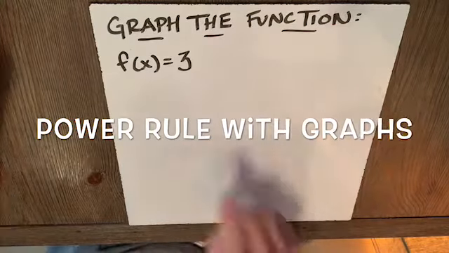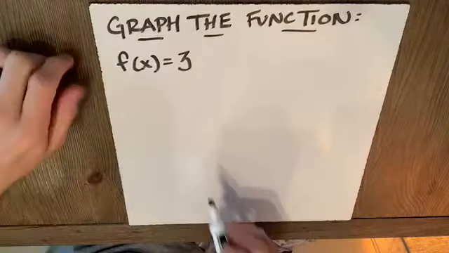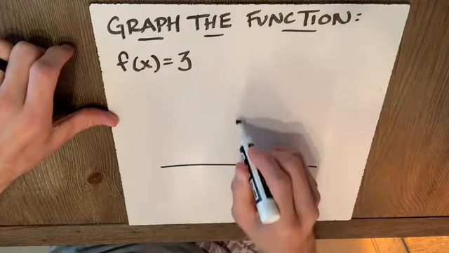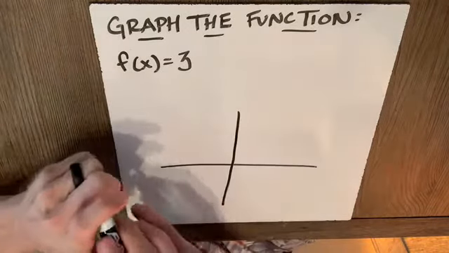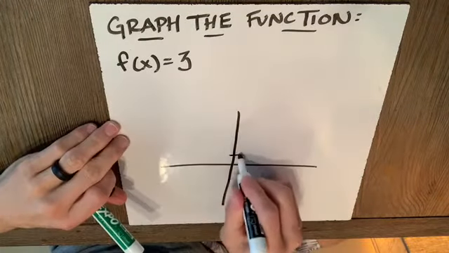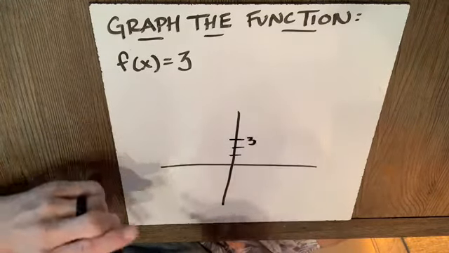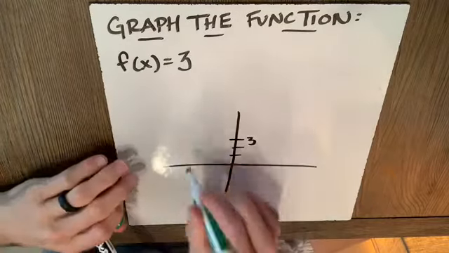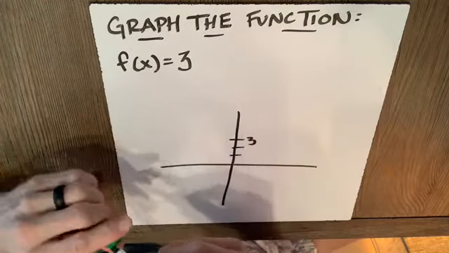Graph the function f of x equals 3. Well, that's telling us that y is always 3. So the graph of a function like this would look like a horizontal line.